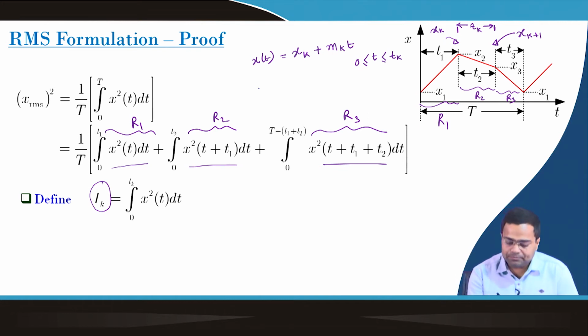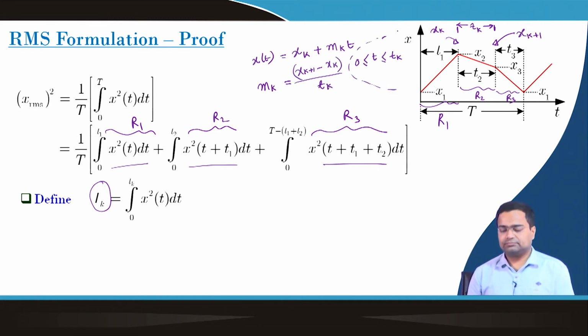What is the slope? The slope m_k is nothing but its final value x_{k+1} minus x_k, divided by t_k. So this is my time period. Now this slope can be positive if x_{k+1} is larger than x_k. The slope is negative when x_{k+1} is smaller than x_k, and it can be 0 when both are equal.